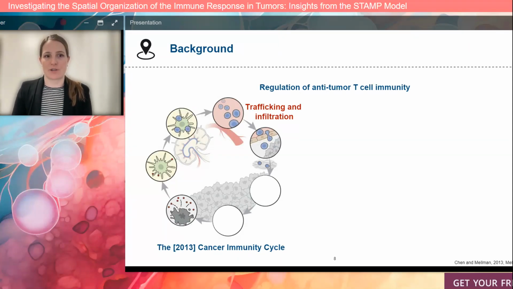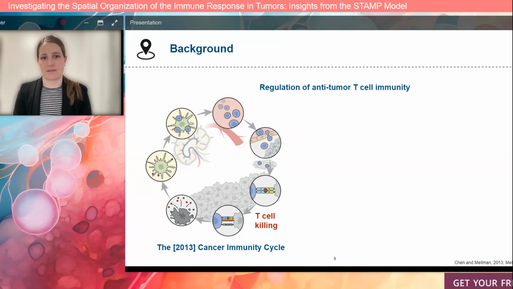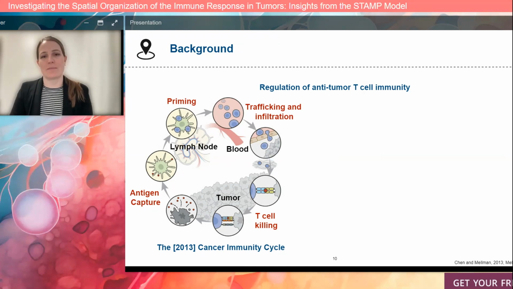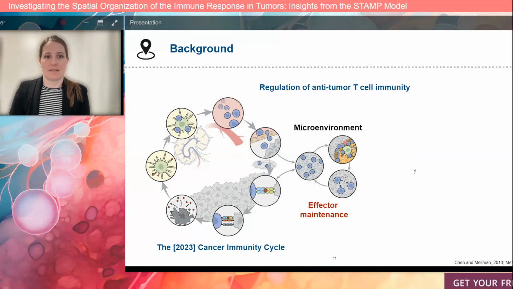The T cells then traffic to the tumor site and infiltrate the tumor itself, where they're able to kill tumor cells. And then this cell death results in the release of more cancer antigens to continue the cycle. So, since the cancer immunity cycle was first proposed, we've come to understand each of these steps in much greater detail. But we've also come to understand that this original model of anti-tumor immunity overlooked one very important regulatory step, and that step is understanding the tumor immune microenvironment.